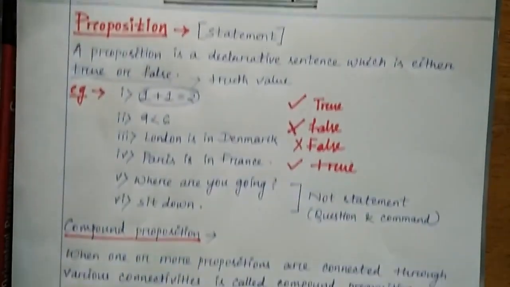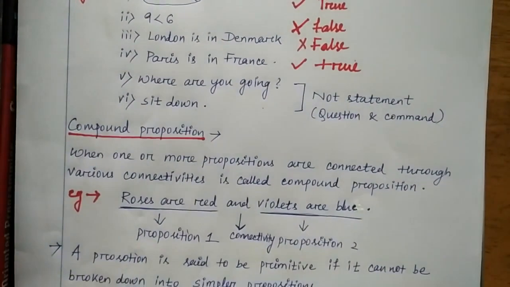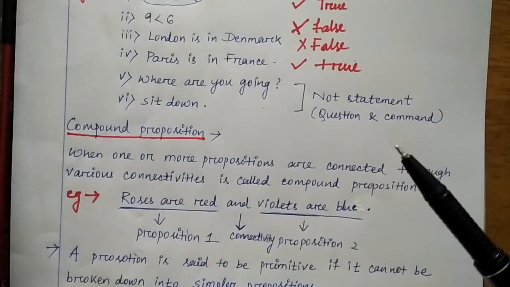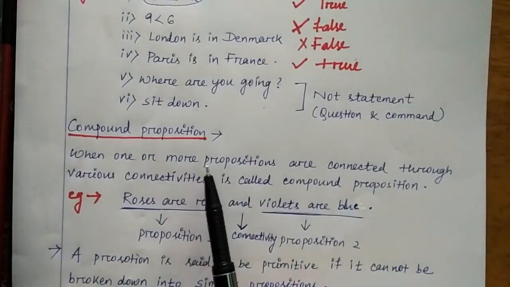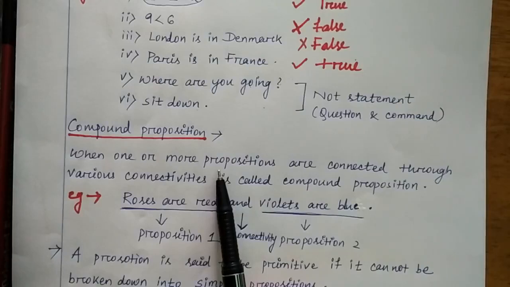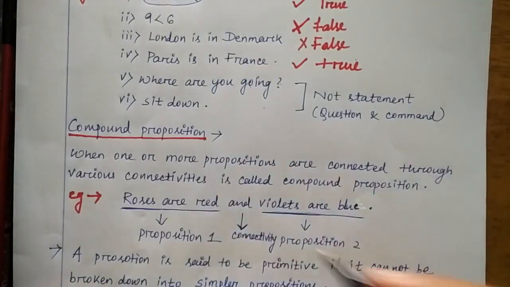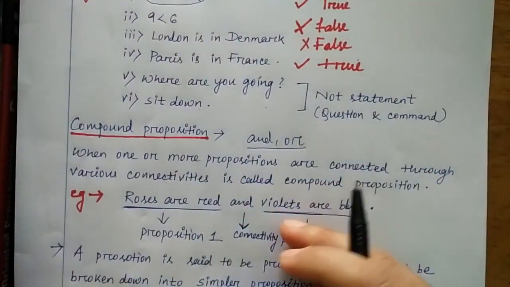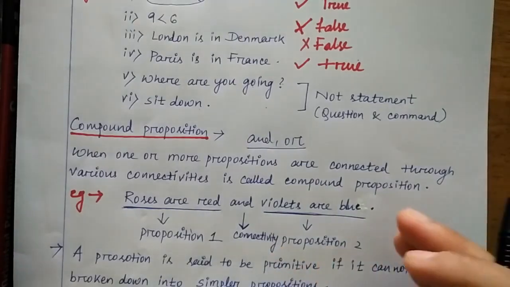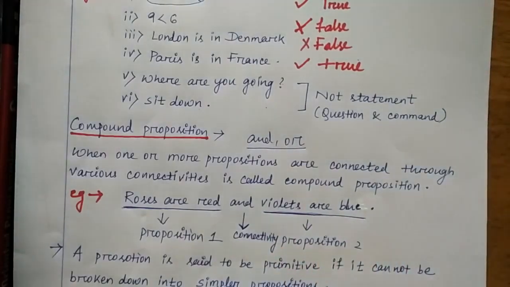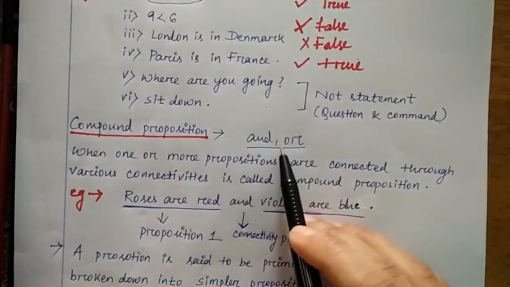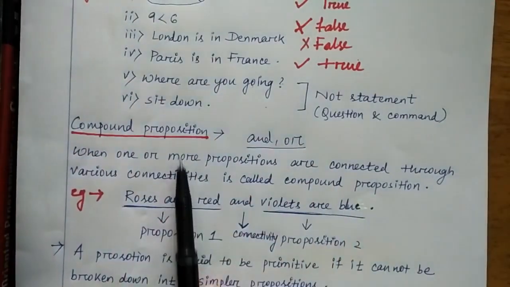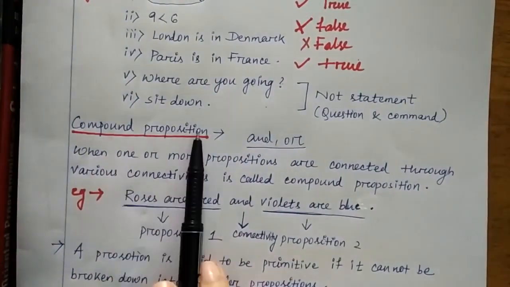Then we'll see what a compound proposition is. A compound proposition is when one or more propositions are combined or connected through different types of connectives. Let me tell you what a connective is. It is how you join two sentences, using AND or OR. By using these two, you can join sentences: I am eating my food or I am going to school, or I am eating my food and I am going to school. In the same way, when you connect two propositions to make one, that is called a compound proposition.